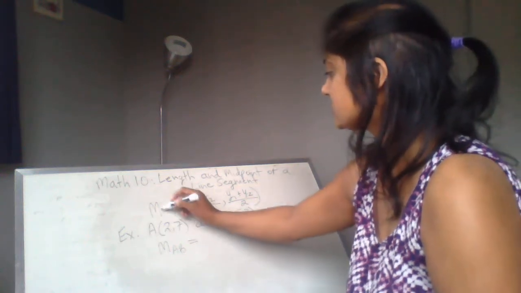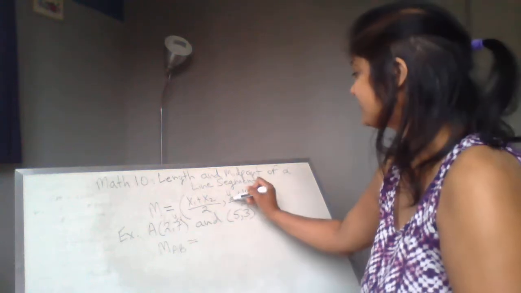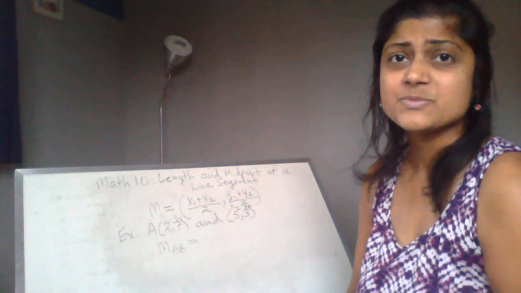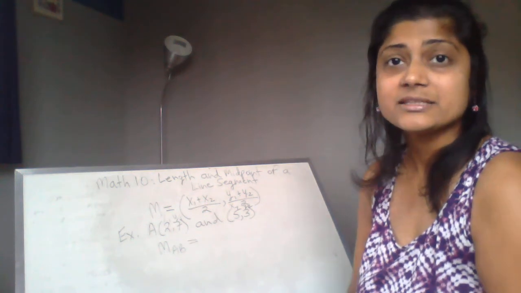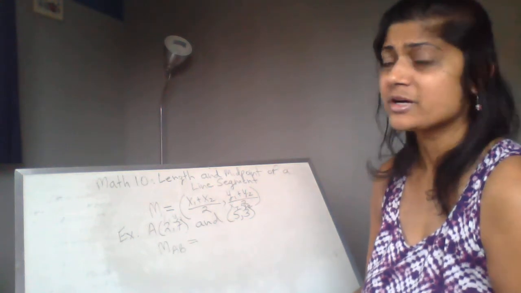Okay, so we're gonna label our points. So x1, y1 for the first point. Okay, and then x2, y2 is for the second point. I would always make sure I'm labeling my points before I put it into any formula. That way you don't mix up any of the numbers, okay? Then you might end up with the wrong answer.